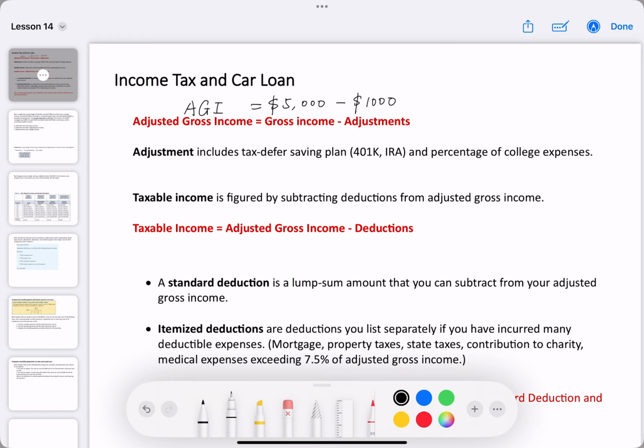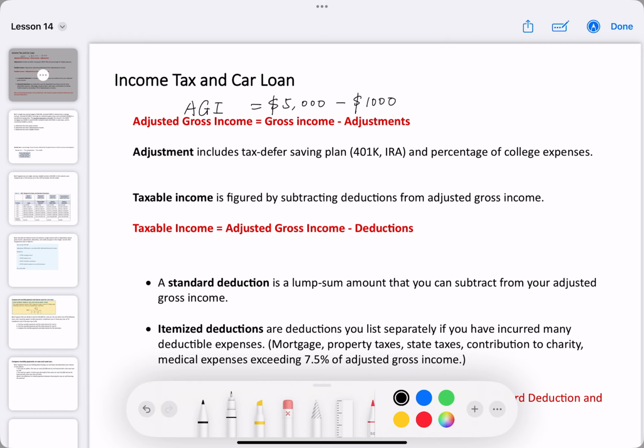And if you are taking some classes in the college or university, the percentage of your college expense can also be the adjustment. But this amount of money isn't universal. It depends on the specific rule or program of your percentage of college expense.